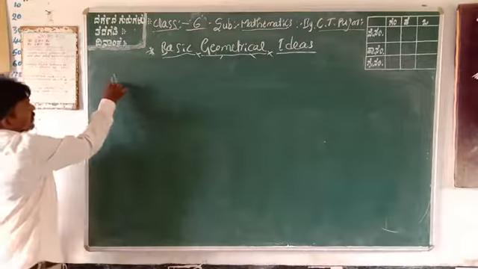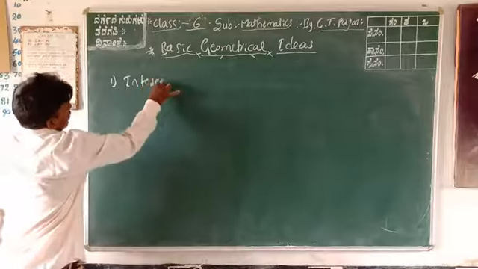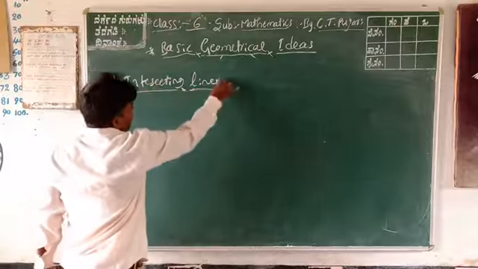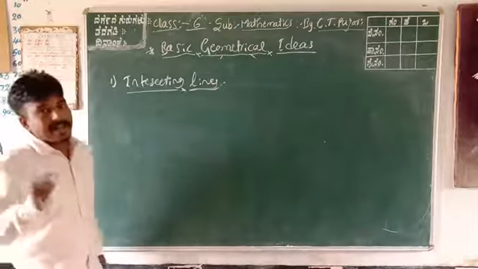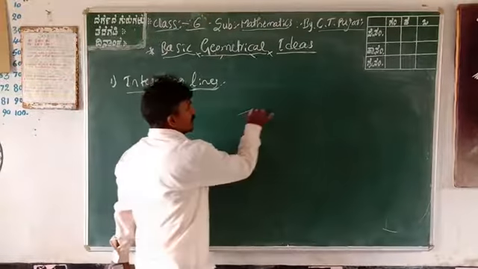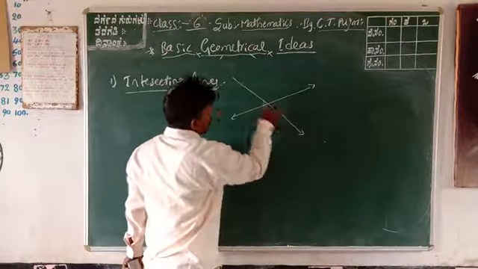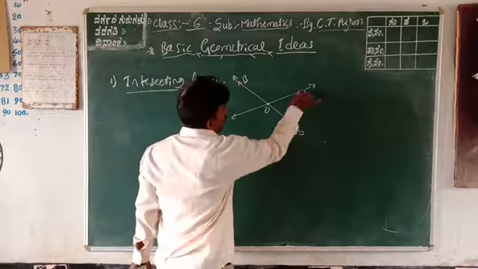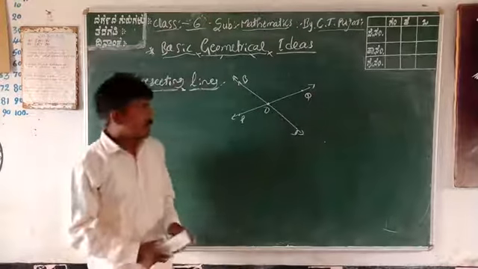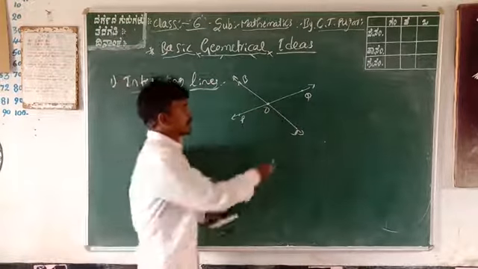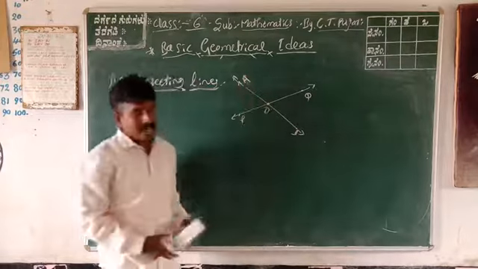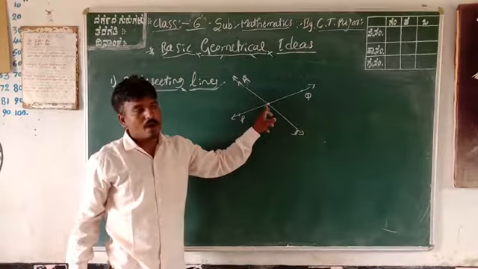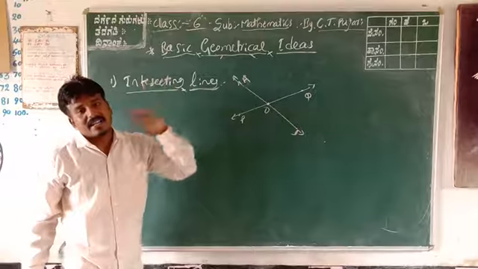First one is intersecting lines. What are intersecting lines? Two lines that meet at a point are called intersecting. For example, take two lines AB and PQ. AB is one line and PQ is one line. These two lines meet at a point, and that point is O. Therefore, these two lines are intersecting lines.